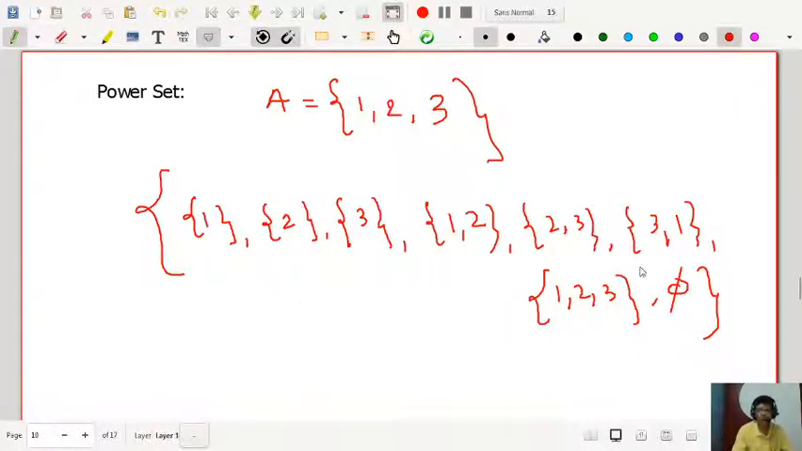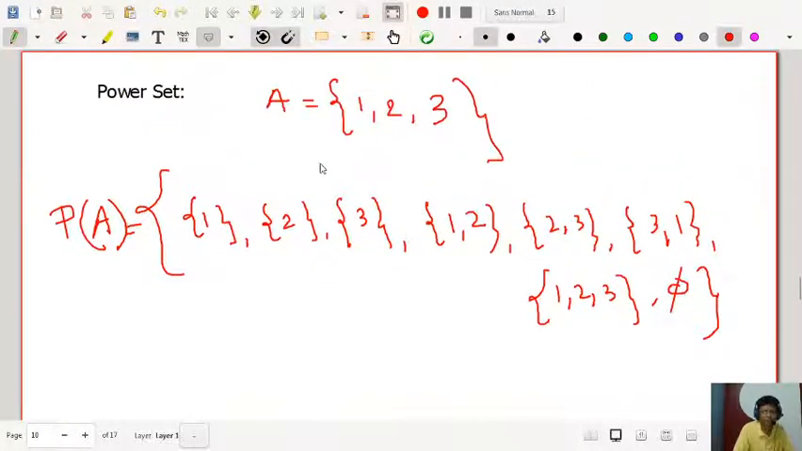So what is the concept over there? What you have done in this case is collect all the subsets of A, all the possibilities, including the empty set as well as the set itself. This is called the power set of A. Got it? Okay, so that's a power set.